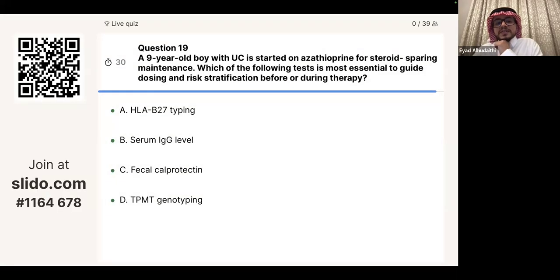So next question: a 9-year-old boy with UC started on azathioprine for steroid-sparing maintenance. Which of the following tests is most essential to guide dosing and risk stratification before or during therapy? HLA-B27 typing, serum IgG level, fecal calprotectin, TPMT genotyping.